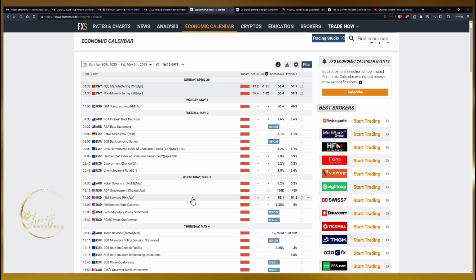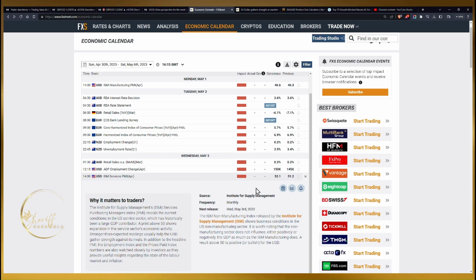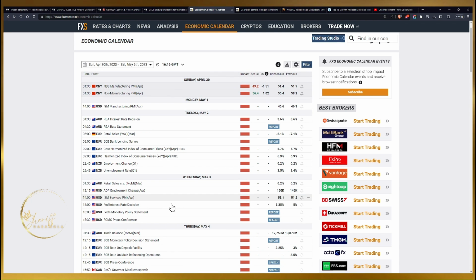Then we also have the ISM services PMI, which shows the business condition in the US non-manufacturing sector. And then we have the interest rate decision, which the majority in the market is looking forward to. And there is high speculation in the market that there's likely going to be a 25 basis point hike, which will definitely have a positive impact on the dollar.